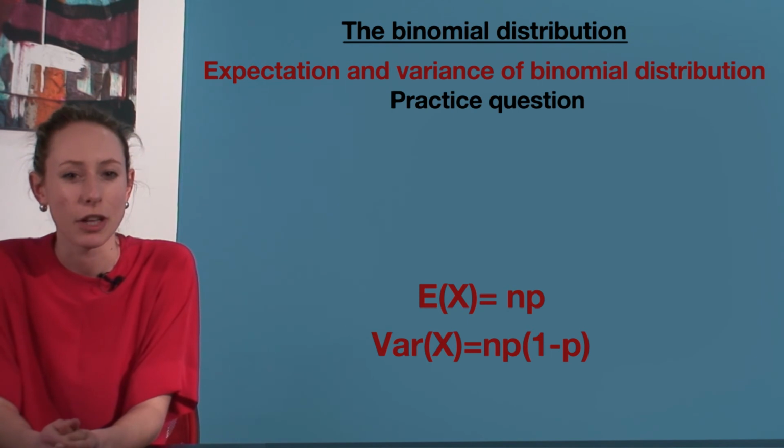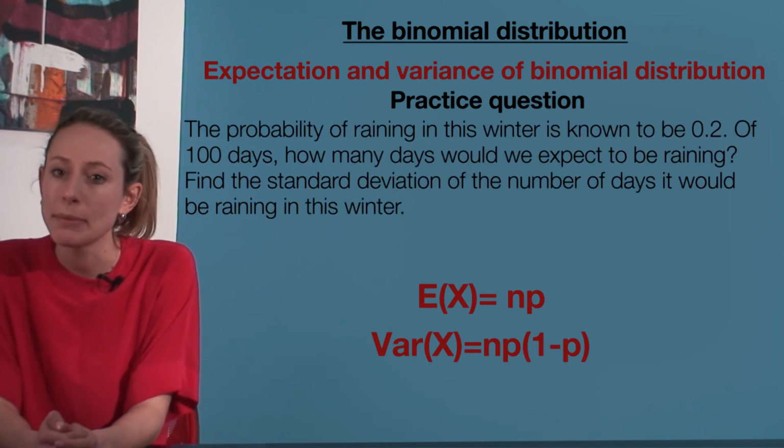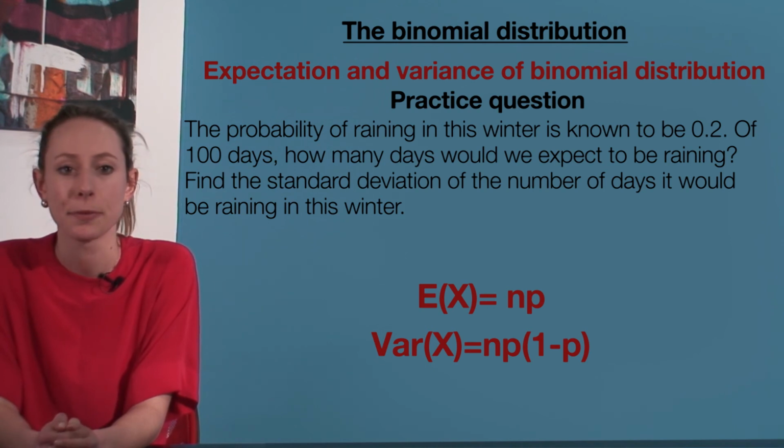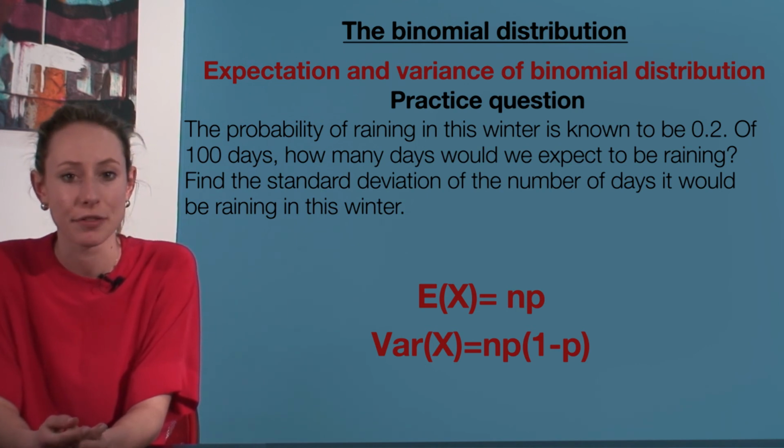Let's look at this in the following example. The probability of raining this winter on any particular day is known to be 0.2. Of 100 days, how many days would we expect it to be raining? Find the standard deviation of the number of days it would be raining in this winter.